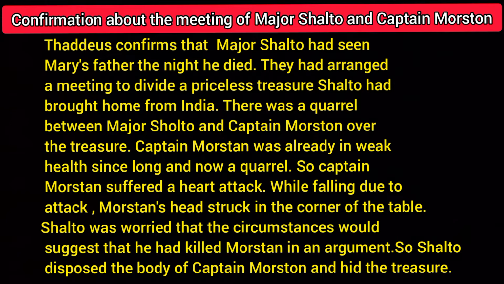Captain Morstan was already in weak health since long and now a quarrel. So he suffered a heart attack. While falling due to the attack, Morstan's head struck the corner of the table. Sholto was worried that circumstances would suggest that he had killed Morstan in an argument. So Sholto disposed of the body and hid the treasure.